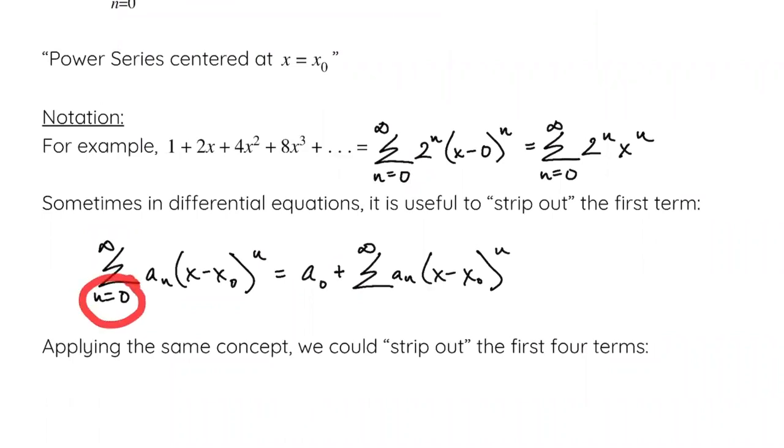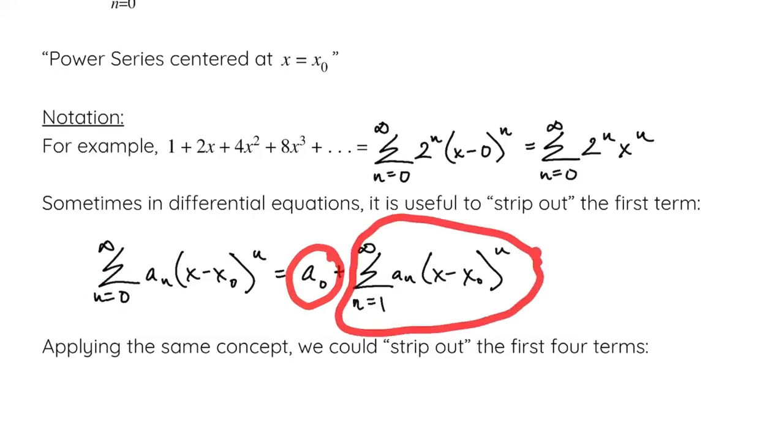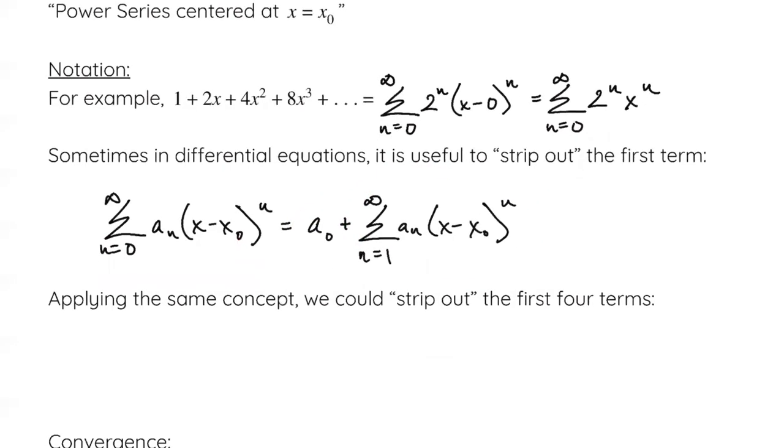But the bottom value says n equals 0. That means I'm starting by plugging in 0. But if I've taken that away, then down here, I don't want to write n equals 0, but rather I want to say n equals 1. So I'm starting at the second term now, okay? So you'll have your starting one and then plus the rest of it. And that is, again, very common to see in differential equations.